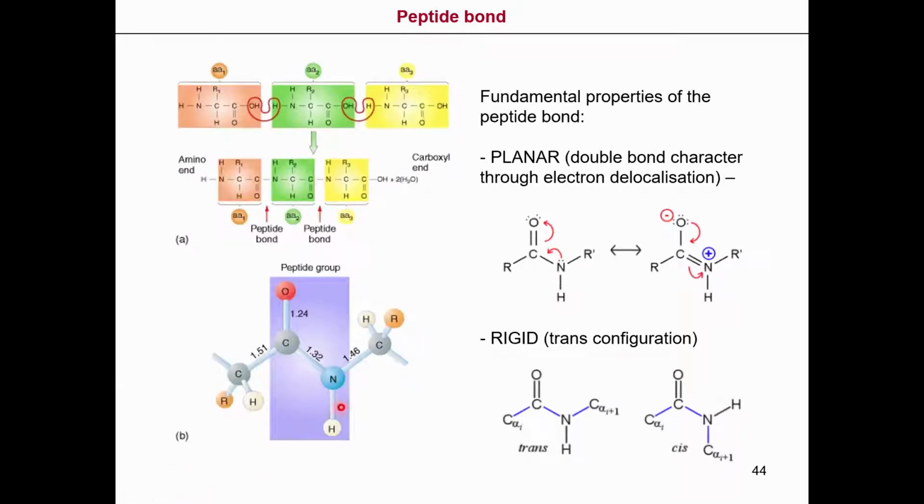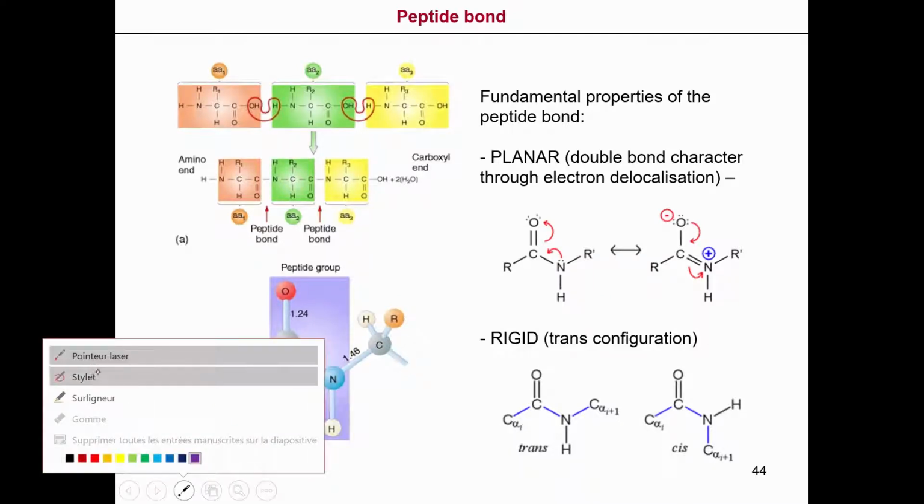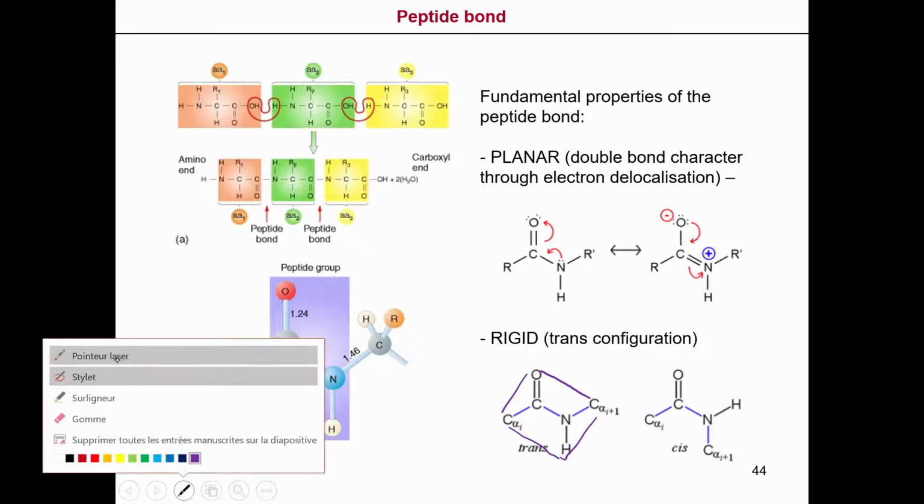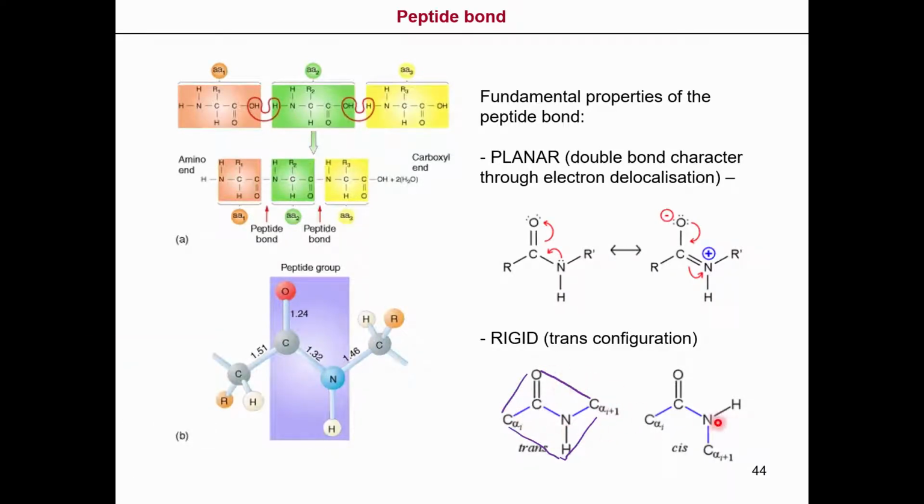The fundamental property of the peptide bond is that it's planar. It means that the 2 carbon alphas, the oxygen, all these atoms are in the same plane, okay? So you have 1, 2, 3, 4, 5, 6 atoms in the same plane. It's very important. We will see that after. And you have the length in angstroms of the bond.